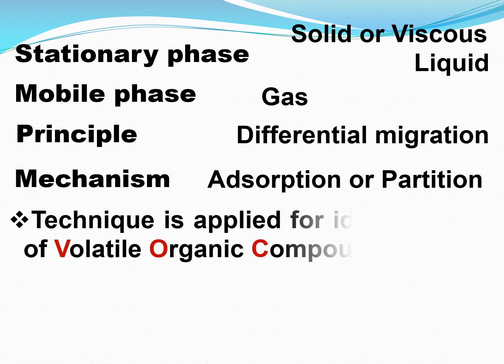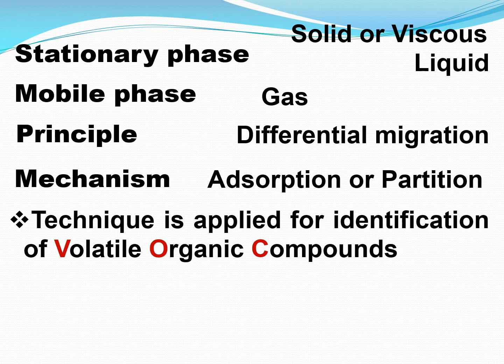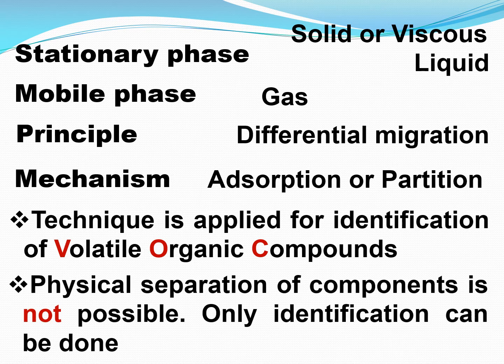Gas chromatography is applied for identification of volatile organic compounds. These are generally found in air pollution, exhaust gases or industrial exhaust and all. We can find many volatile organic compounds. And physical separation is not possible, only identification can be done. So you can identify what the different components in a mixture are.